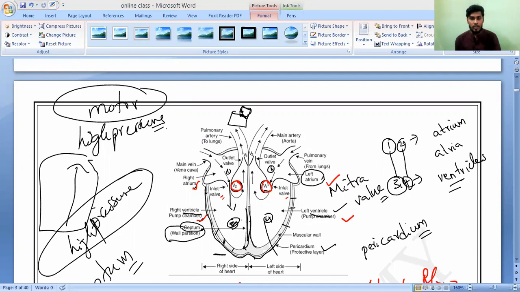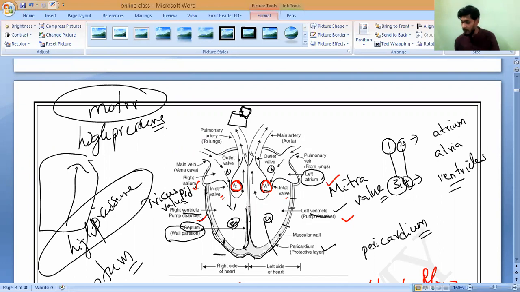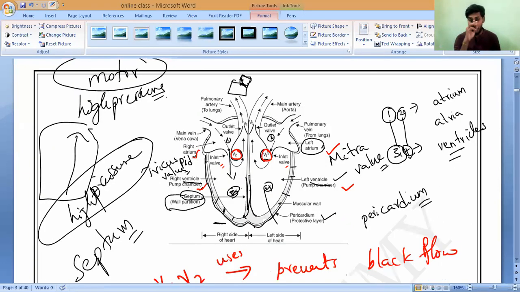T-R-I-C-U-S-P-I-D. Tricuspid valve. This V2 is called the tricuspid valve. Please note it down. Very, very important names.